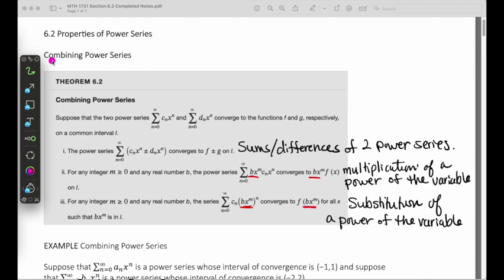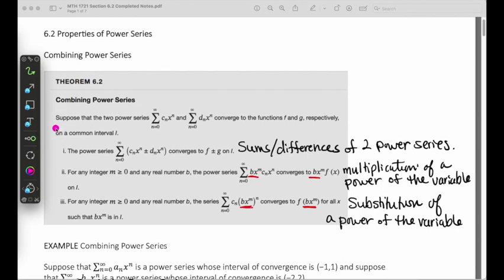In the previous section, we introduced the idea of the power series. Now in this section, we're going to talk about how we can combine different power series together to create new power series. And we're going to look through some of those properties that will allow us to do that.